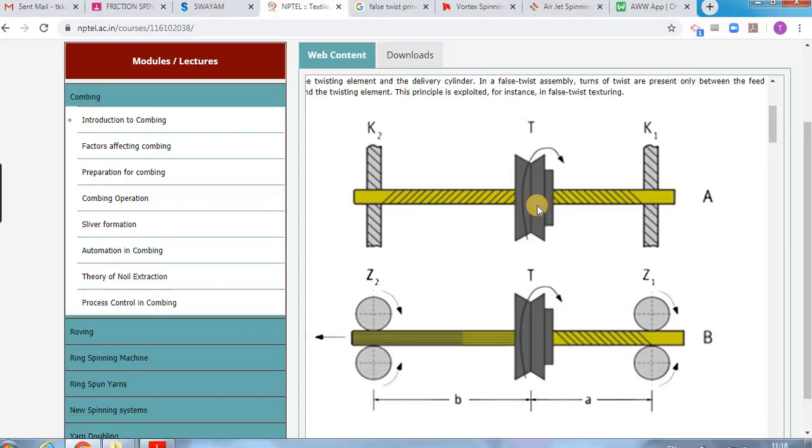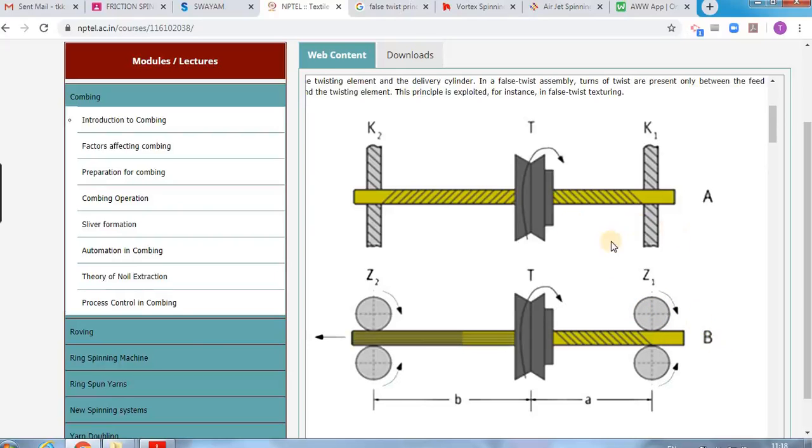Because both the ends are fixed, I will get the twist in the opposite direction in one section and the opposite direction in the other section. You can see in the diagram there is an S twist on the right hand side and a Z twist on the left hand side. Because the yarn is fixed at both ends, when you twist at the middle, you will get the opposite twist on both sides. It is clear.